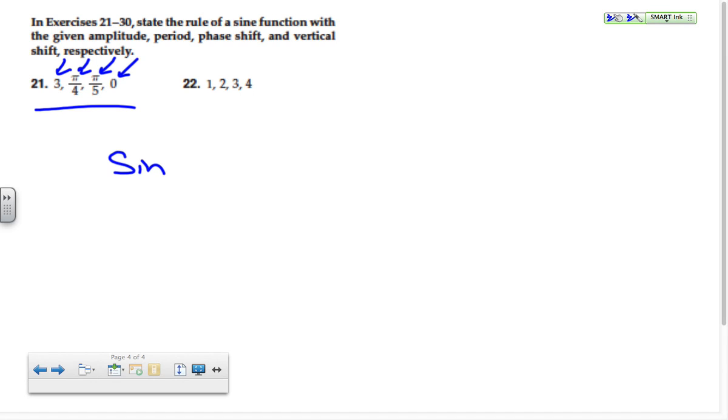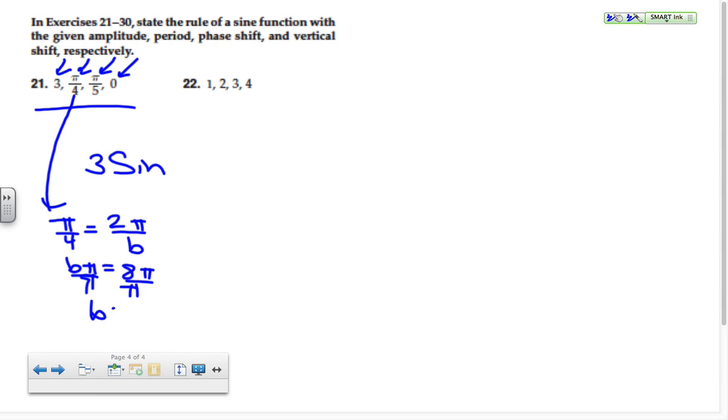So my amplitude is the first number. The absolute value of this would be 3. Okay. My b value, okay, now this is important. Pi over 4 is equal to 2 pi over b. So this is important to notice that this value right here is equal to 2 pi over b. So I have to solve it for b. So I get b pi equals 8 pi, okay, divided by pi on both sides. Or some of you can do this in fewer steps than this. B equals 8. So my answer here is going to be 8.